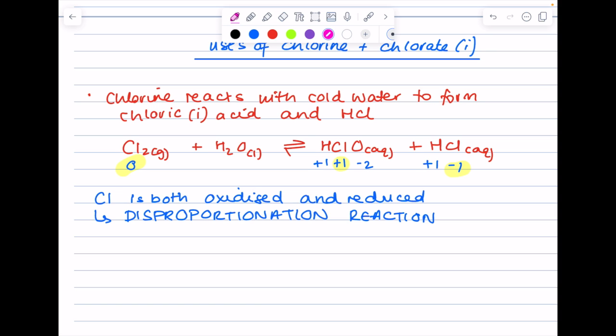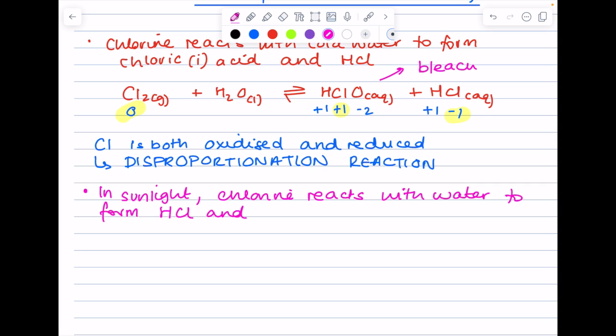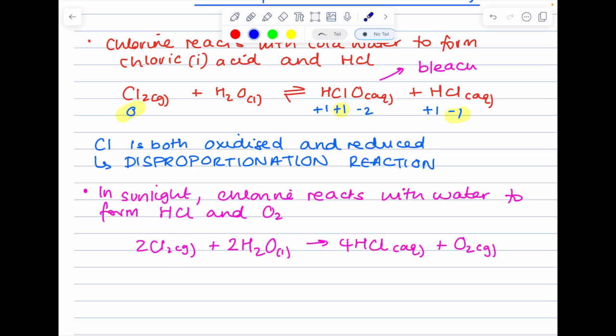We can use the chloric(I) acid here to kill bacteria. We can use it to make bleach. As we can see, it's a reversible reaction. And then in sunlight, another reaction to be aware of is when chlorine reacts with water to form hydrochloric acid and oxygen according to the following equation again. Now, chlorine is obviously a toxic gas, but if used in very small quantities, it can be used in water treatment to disinfect water and kill any bacteria present, which could be pathogenic.